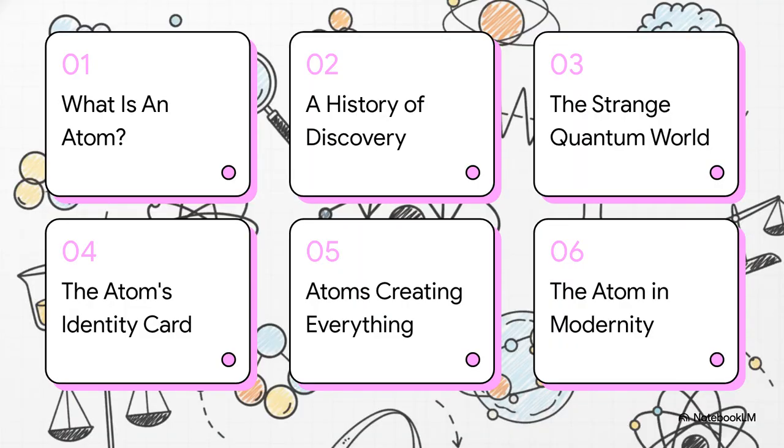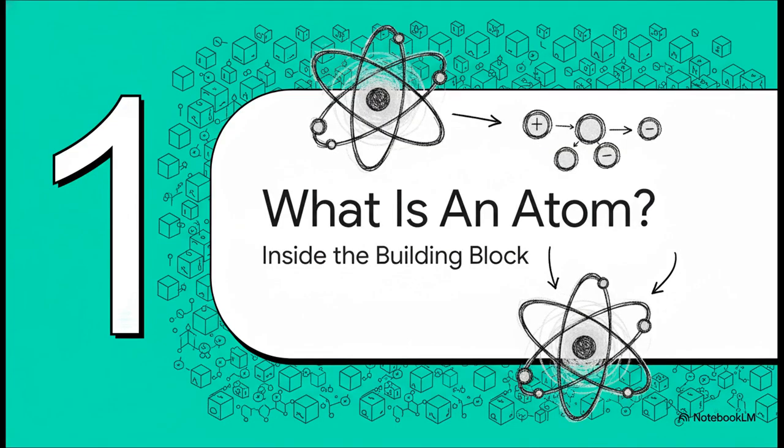First, we'll break down the atom's basic parts. Then, we'll take a journey through the history of its discovery, dive into the bizarre quantum model, see how atoms get their identity, how they build our world, and finally, we'll look at their role in our modern lives. Let's start by looking at what an atom is actually made of.